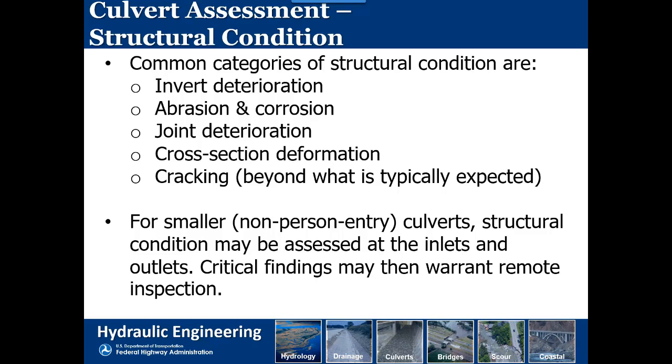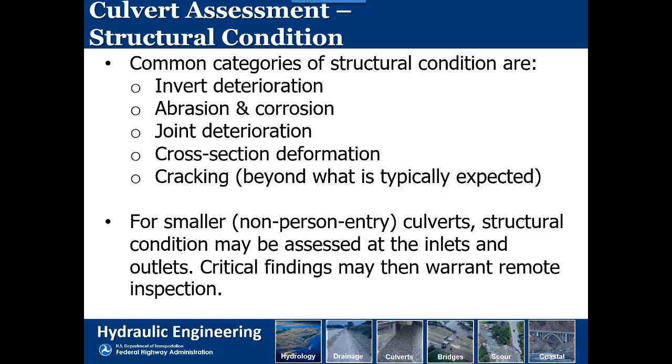We also want to take a look at the joints. Is there separation? If they're gasketed joints, is that rubber starting to deteriorate or pop out of there? And guess what? During initial construction, when culverts are installed, they're not always installed correctly. So especially, you may have joint deterioration issues and cross-section deformation.